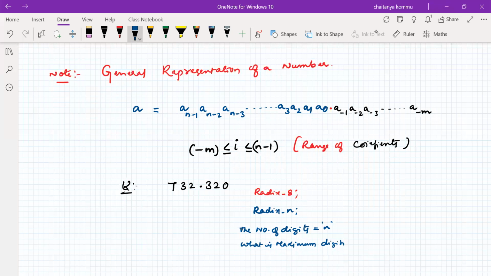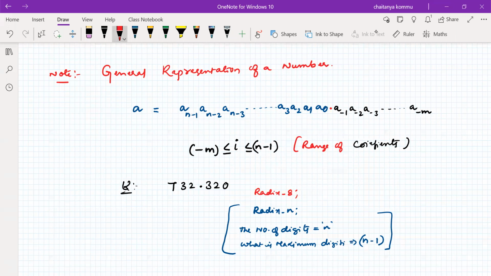What is the maximum digit here? It is n minus 1 that we have to remember. So Radix 8, for example, if I consider Radix 8, what do you observe? 8 digits are required. There is no doubt at all. What is the maximum digit there? 8 minus 1, that means 7. So by looking at this 7, we can say it's Radix 8.